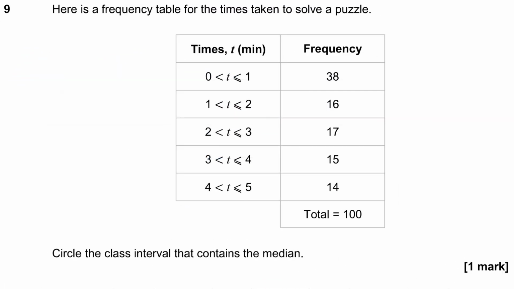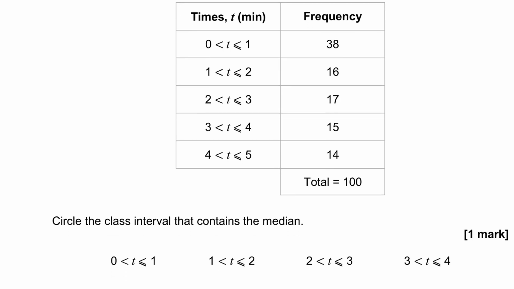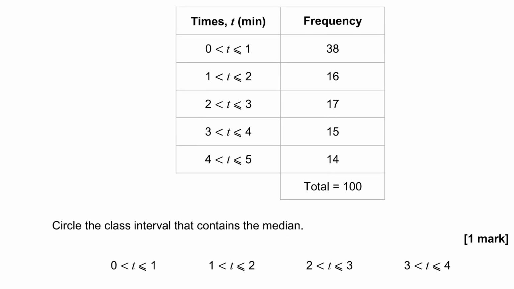Question 9. Here is a frequency table for the times taken to solve a puzzle, and we're asked to circle the class interval that contains the median. The easiest way to find median is to work out which is the median value. So if I've got 100 values, I can find where the median is by taking 100, adding 1 and dividing by 2. So the 50.5 value is the median. Now where does that lie?